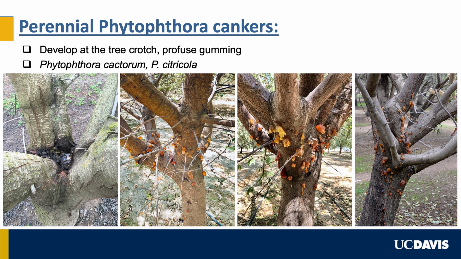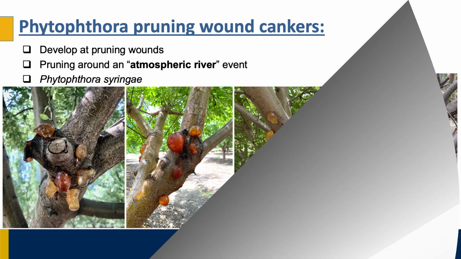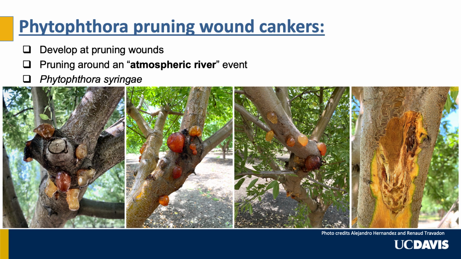Several species may be involved, but infection typically initiates at the tree crotch. When all the scaffold branches come together, you have a water pocket forming here, and these are perfect sites for Phytophthora infections. A few words on the pruning wound canker caused by Phytophthora.